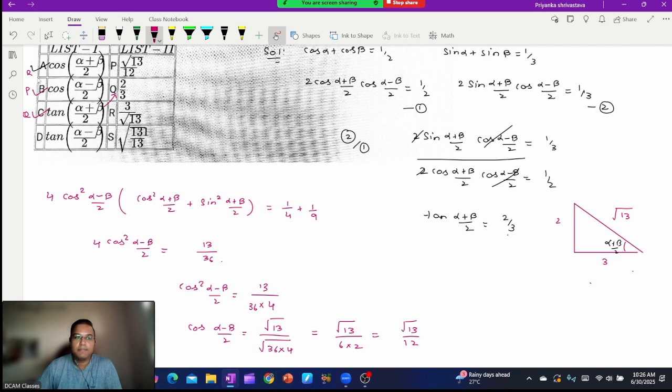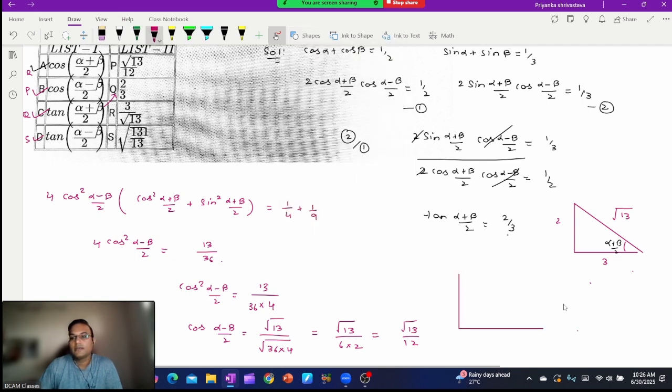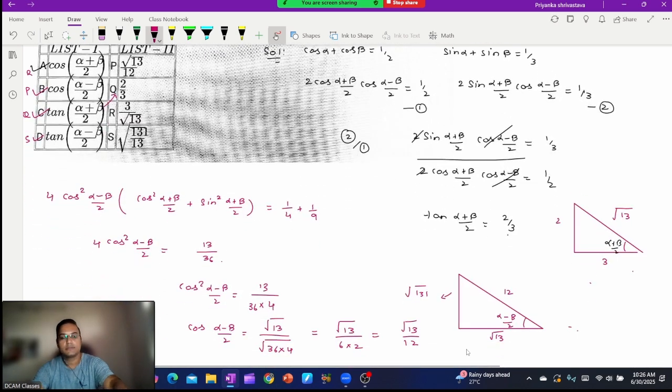Now obviously E, Q, R are done. So the value of tan of (alpha minus beta)/2 is S only. This is your solution. But if you want to solve this value, you can easily solve it by again making a triangle. Make a triangle. This cos of (alpha minus beta)/2 is root 13, this is 12, and this is (alpha minus beta)/2. If you want, you can find out this value. Root 113, 131. So tan of (alpha minus beta)/2 will be root 132. Okay, move on to the next question.